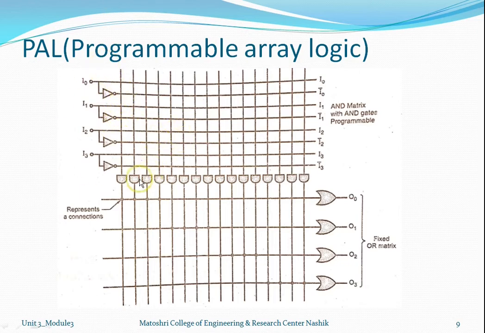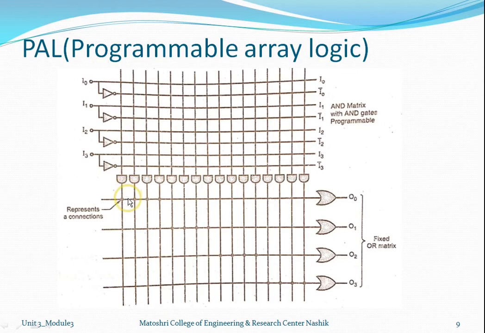Then it's shown here the number of AND logic gates. We call it the AND matrix. This is the AND matrix. There are 16 programmable AND gates in the AND matrix, and each AND gate receives 8 inputs, as seen here: 1, 2, 3, 4, 5, 6, 7, and 8, which are in the complemented or non-complemented form.